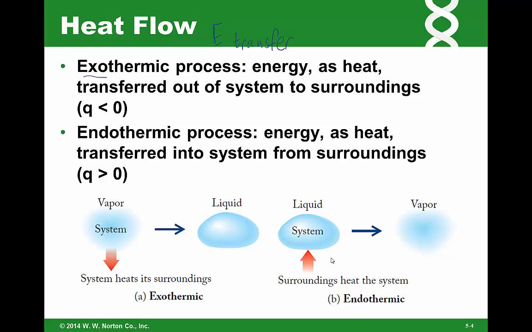So we're going to define an exothermic process as any process where energy as heat goes out of the system. So if heat goes out of the system, so our bowl of soup is cooling off because heat is leaving and going into the surroundings, then we're going to call that an exothermic process.